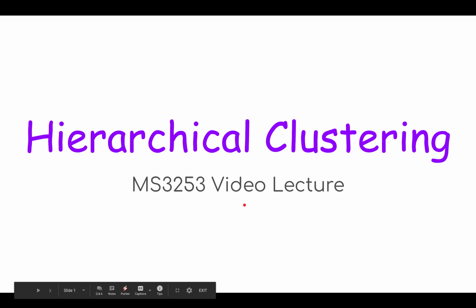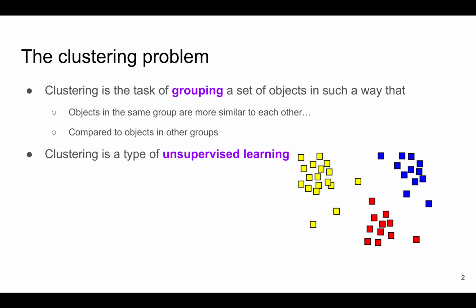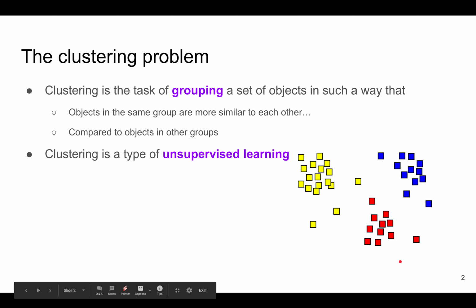In this video lecture, I'll be talking about hierarchical clustering, which is a type of method for clustering. As a reminder, the clustering problem is a task of grouping a set of objects in such a way that objects in the same group are more similar to each other compared to objects in the other groups. For example, the blue dots tend to be closer to other blue dots than yellow or red dots.